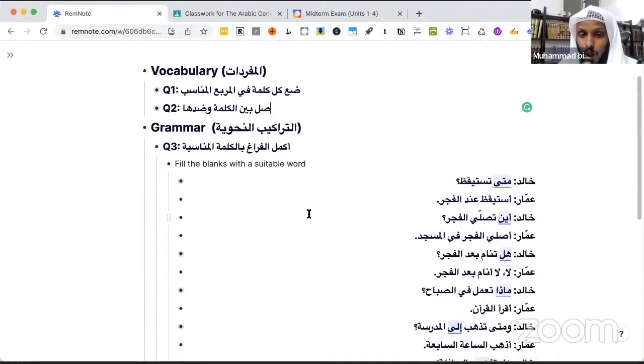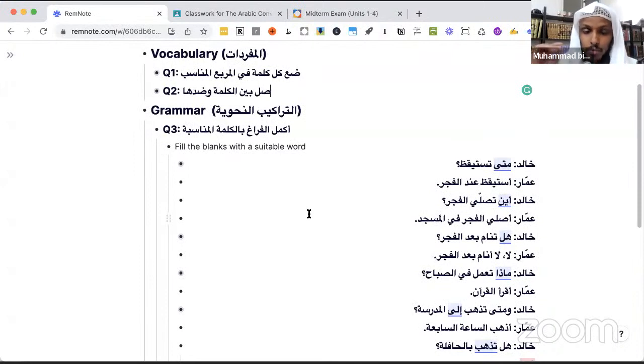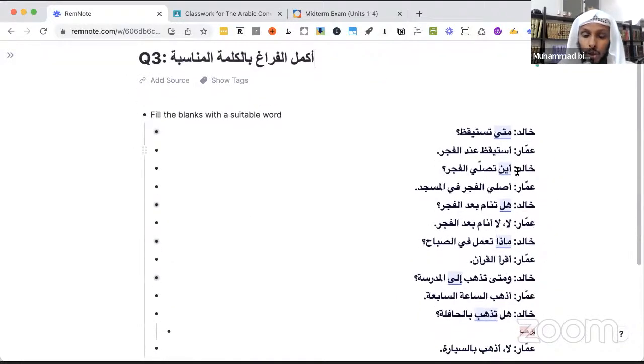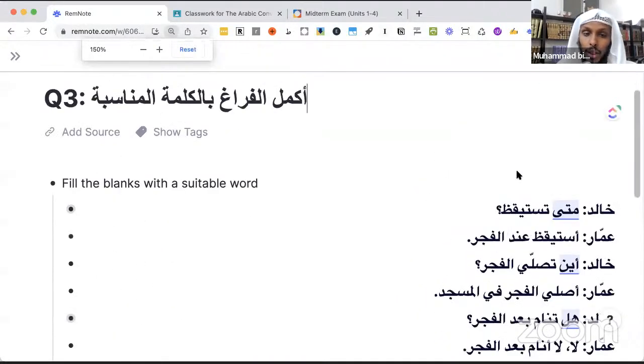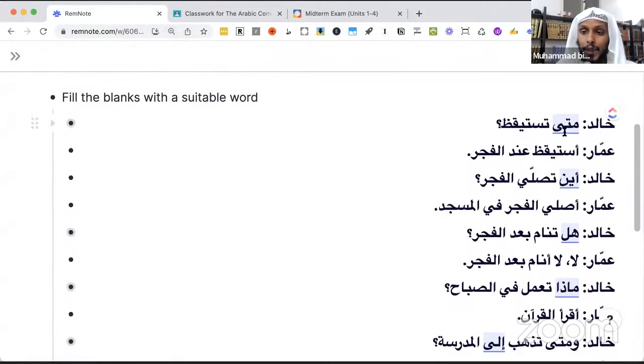Okay? Now, we're going to go over some of the mistakes, learning opportunities, and show you why it's wrong. Okay? So, Khalid says, متى تستيقظ? He says that to Ammar. Obviously, this was the blank. You'll find that the word that is in blue is the blank. Okay? So we have Khalid says, متى تستيقظ? So what's the mistake that people made?